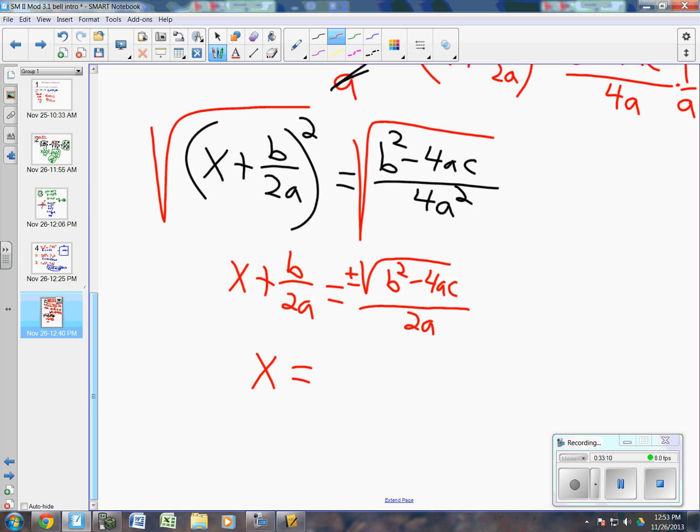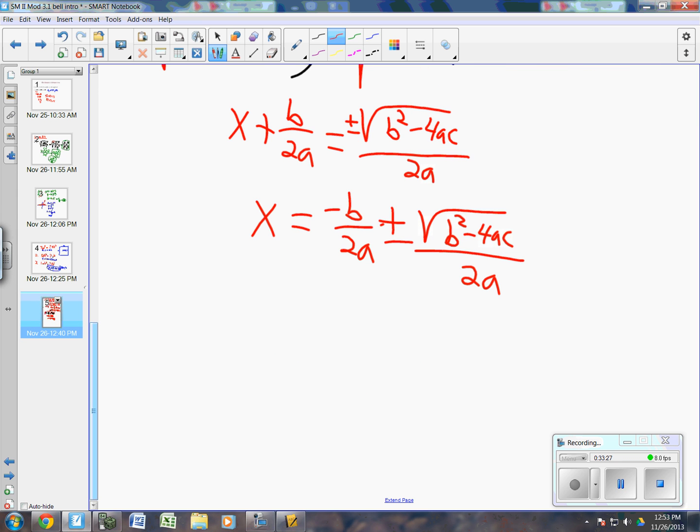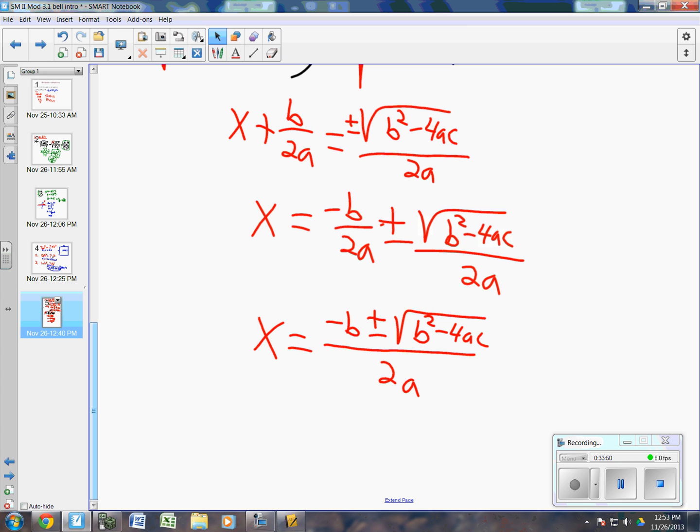I've got to subtract b over 2a from both sides. So I'm going to get negative b over 2a plus or minus the square root of b squared minus 4ac all over 2a. Now we have one step left to get it into what the quadratic formula looks like. Since you have two fractions you're adding and subtracting, and they both have a common denominator 2a, you can write it with one denominator. So it's negative b plus or minus the square root of b squared minus 4ac, all over 2a.